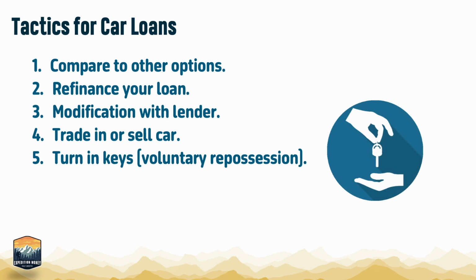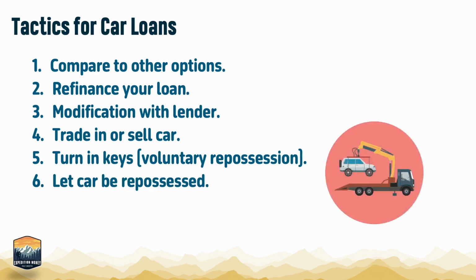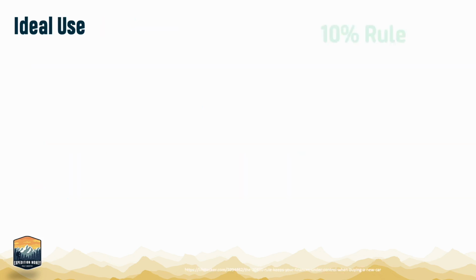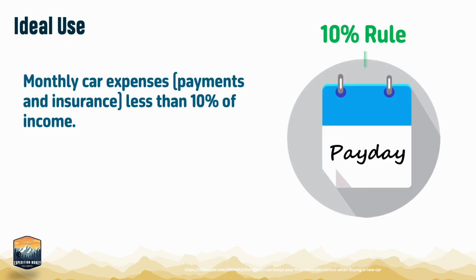You can also turn in your keys in what's called a voluntary repossession, or you can let them repossess it directly. This may be an option for just washing your hands of it right away. Keep in mind, you might be responsible for any deficiency that remains on the loan. And bankruptcy is an option too. You might even be able to get a new payment plan and keep your car. To avoid some of these problems, here's a quick rule of thumb, the 10% rule. To keep your car affordable, all of your monthly car expenses should be less than 10% of your monthly income. If it's more than this, it's a good idea to consider other options.